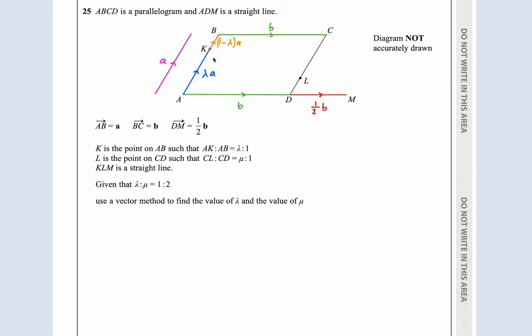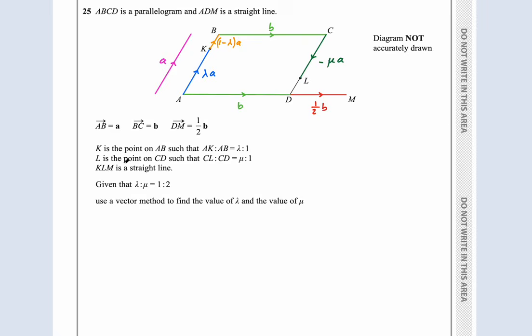Right. Then, next thing it says, L is the point on CD such that CL to CD is mu to 1. So that's the same kind of idea. I really am running out of colors. Here we have C to L. This way is mu times a. Now, this a is going this way, so it's negative a going down against the arrow. So this is actually going to be negative mu times a.